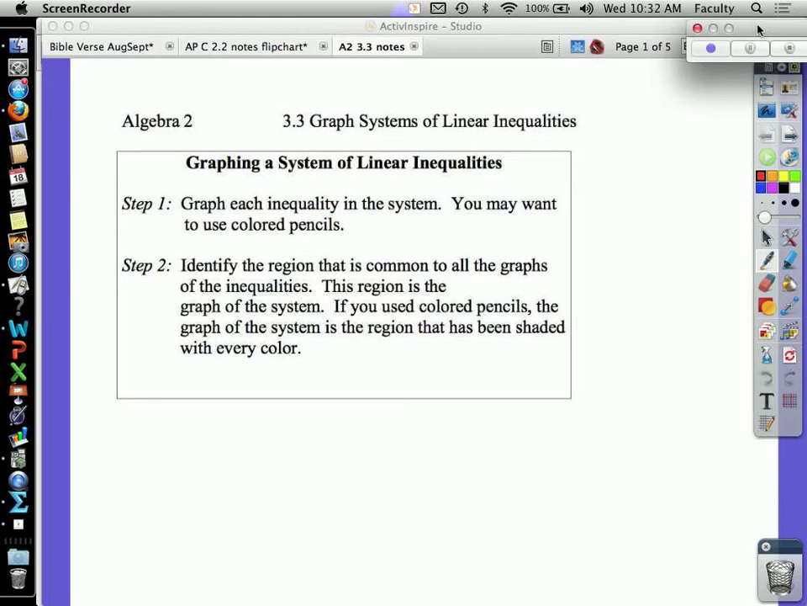Step 2, identify the region that is common to all the graphs of the inequalities. This region is the graph of the system. If you used colored pencils, the graph of the system is the region that has every color in it.